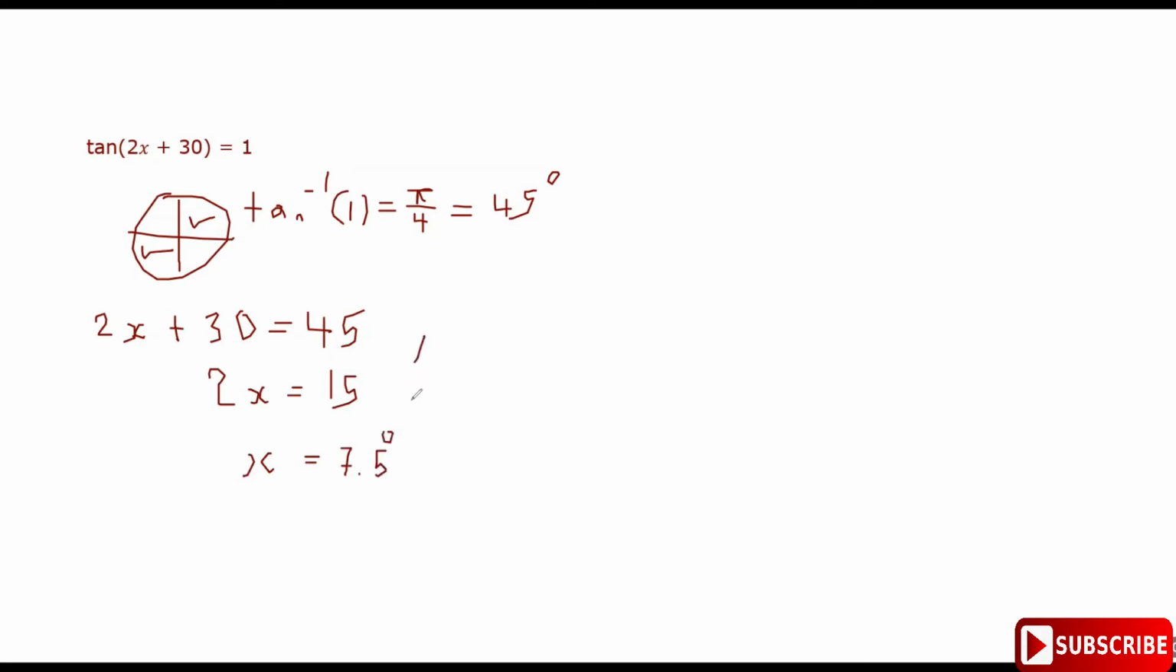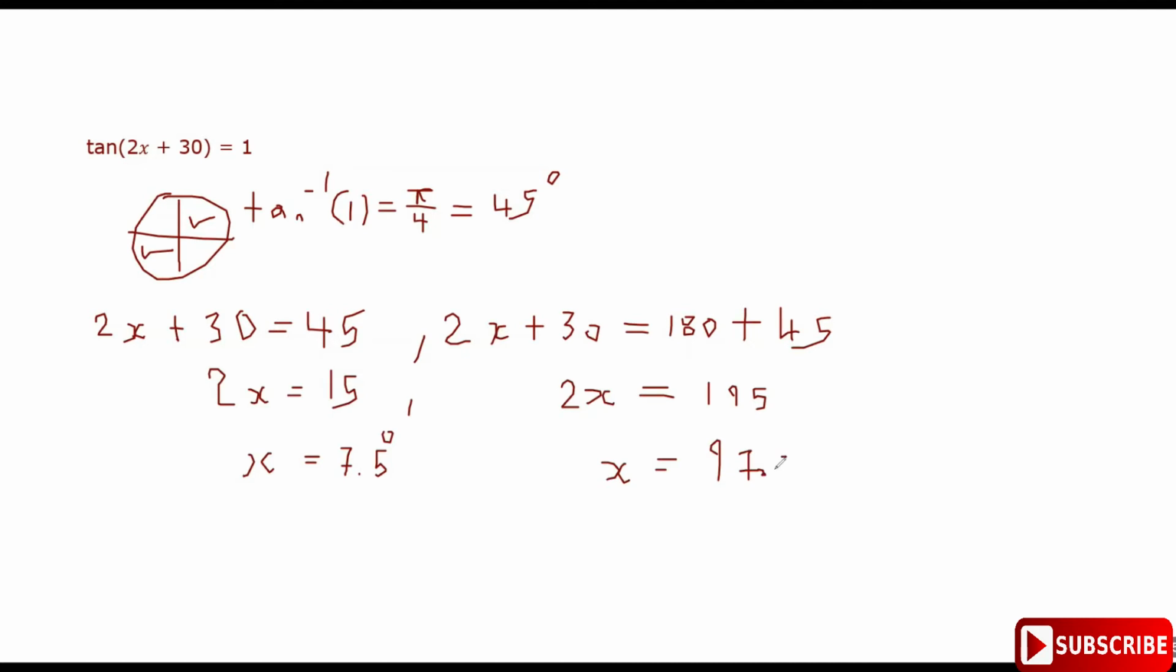Now, there's another answer for the third quadrant. For the third quadrant, you'd say 2x plus 30 is equal to the corresponding angle in the third quadrant, which is 180 plus 45. So 2x is equal to 225, minus 30 is 195. Then we divide both sides by 2, and x equals 97.5 degrees. So 7.5 degrees and 97.5 degrees.